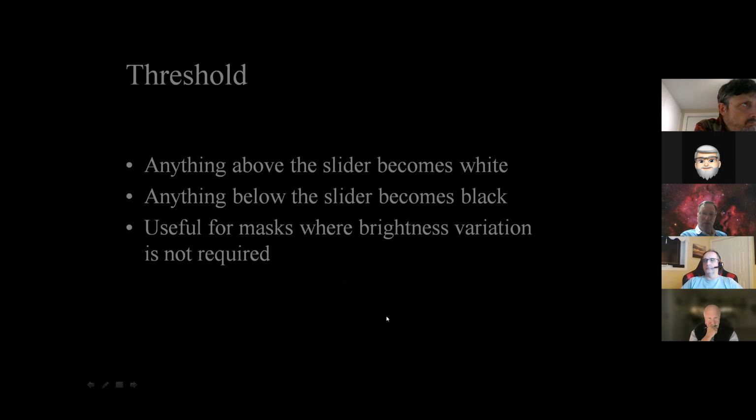The last thing we're going to take a quick look at here is thresholding. And basically, it uses a view of the histogram of the image, and there's a slider at its bottom. And basically, anything above the slider becomes white, and anything below the slider becomes black. It can be very useful for making a mask where brightness variation is not required.